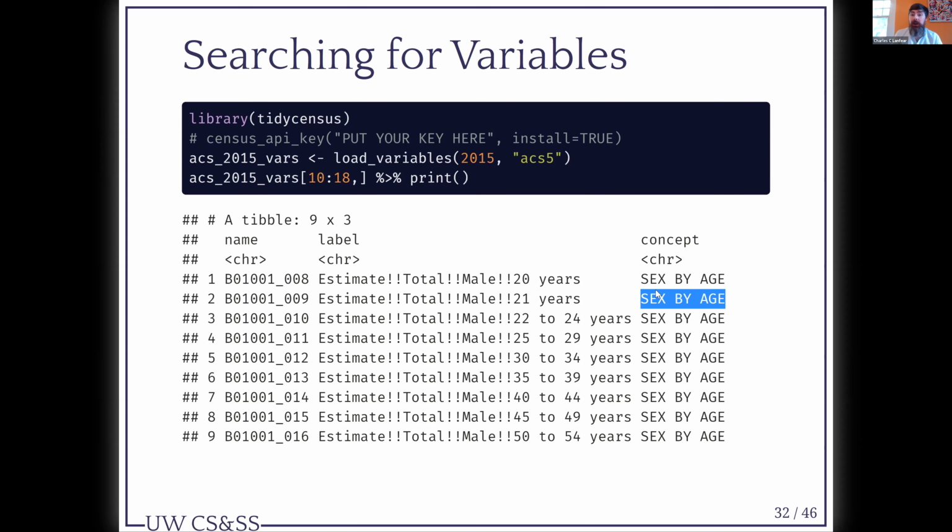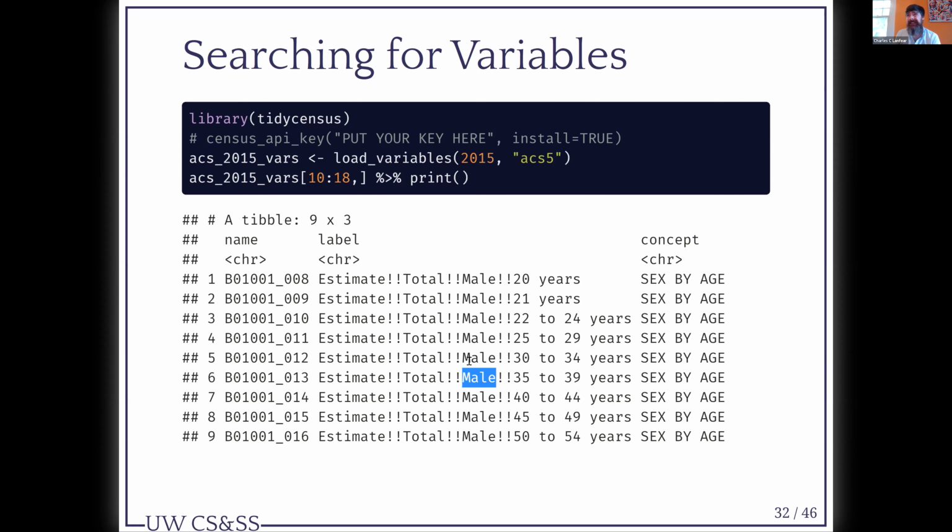So if you know you want, for instance, sex by age variables, you could say string detect concept sex by age. And then if you wanted females, you could say string detect label female, and it will give you only the columns corresponding to concept that contain the word female, right? So that string detect type stuff is invaluable for hunting for variables.